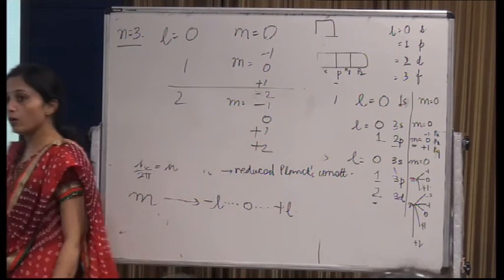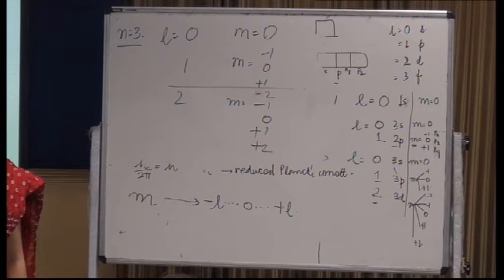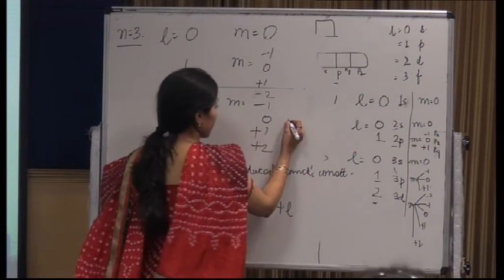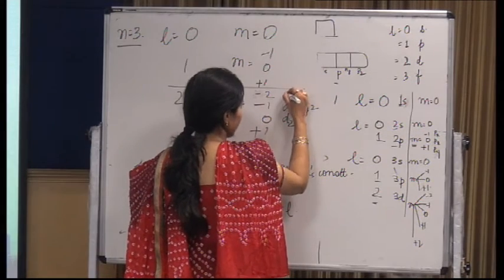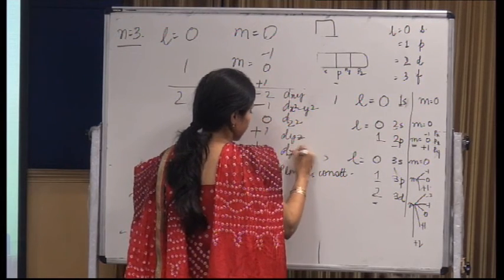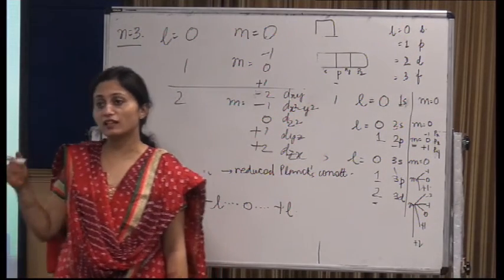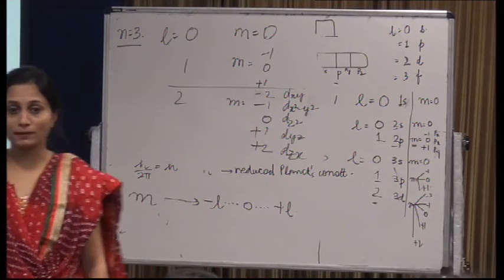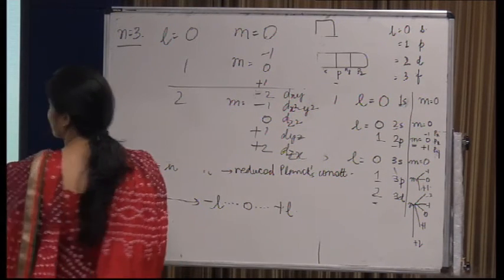Alright. Now for P we said 3 states are available, with further divisions Px, Py and Pz. D has 5 degenerate states. What are those 5 degenerate states? They are dz square, dx square minus y square, dxy, dyz and dzx. All these are obtained quantum mechanically through very complicated expressions that will make you confused at this level. So remember that.